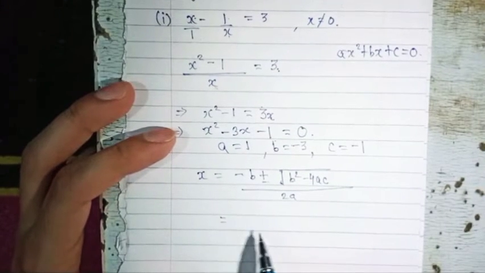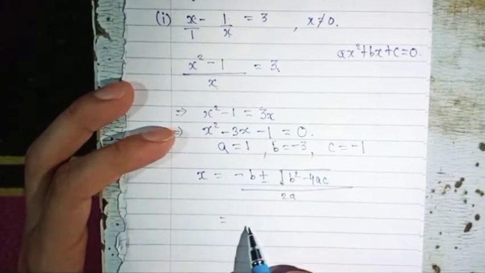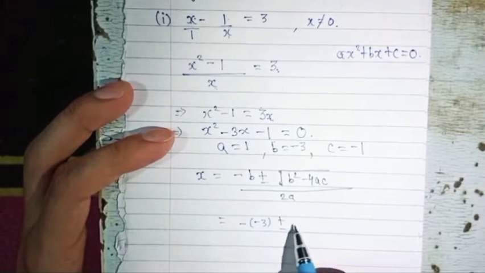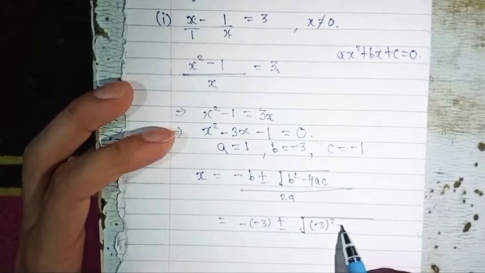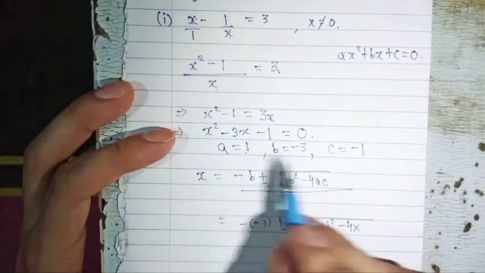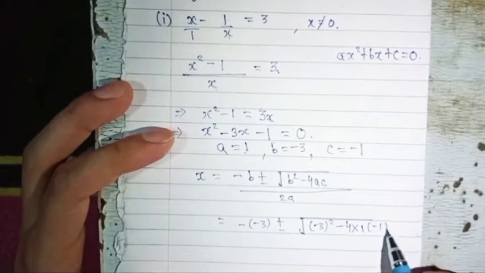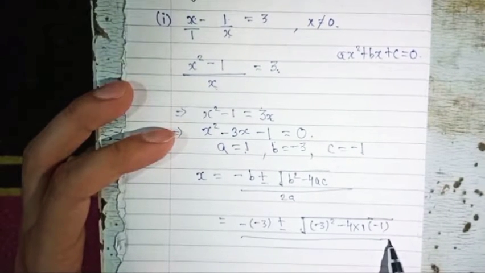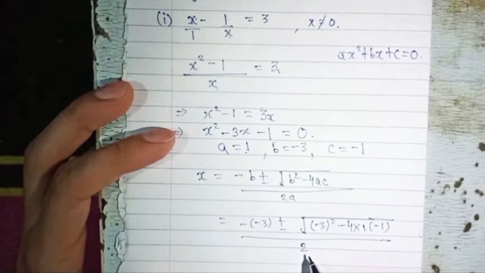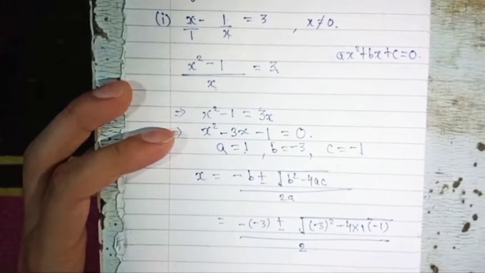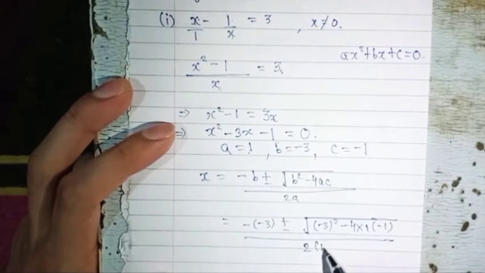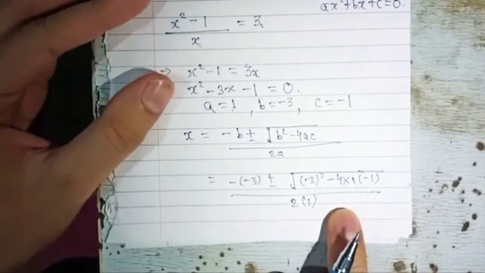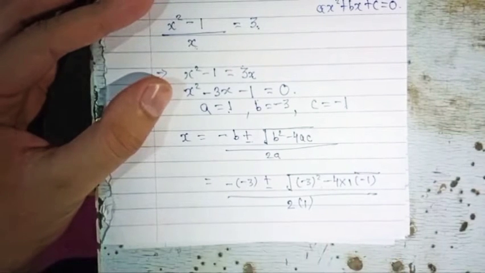Now we will put the values into the formula. So minus of minus 3 plus minus under root b square, so minus 3 whole square, minus 4ac, the value of a and c, 1 into minus 1, and whole upon 2a. So 2 multiply with the value of a, that is 1. So we will have the following formation. Now we will simplify the equation.